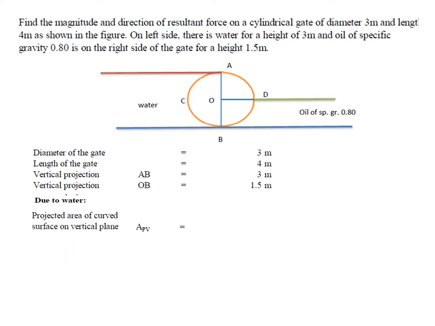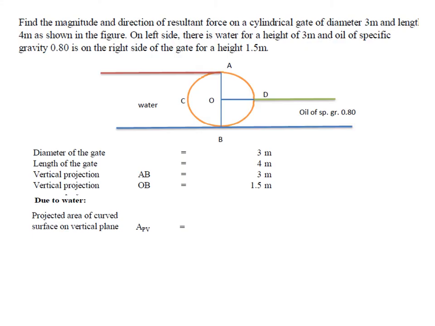The curved surface, due to water, is now ACB. So this ACB has to be projected onto the vertical plane, and that will be AB. Once you project the entire thing onto the plane, it will be AB into length.